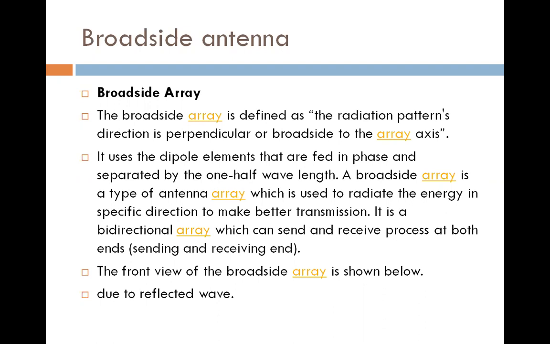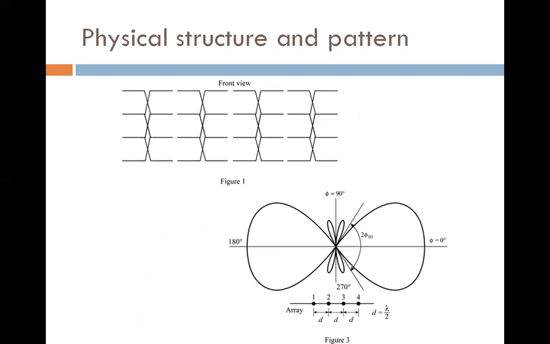And broadside array is a type of antenna array which is used to radiate the energy in a specific direction to make better transmission. It is a bidirectional array which can send and receive at both ends. The front view of the broadside array, see the figures. So this is the physical structure and radiation pattern. See the structure, figure number 1.